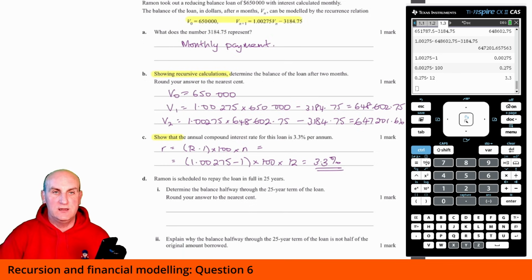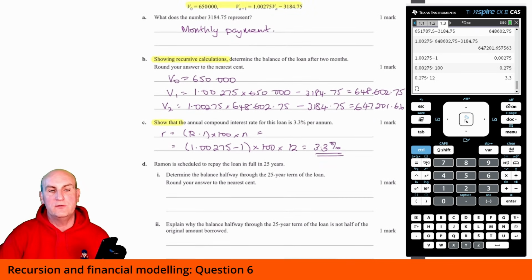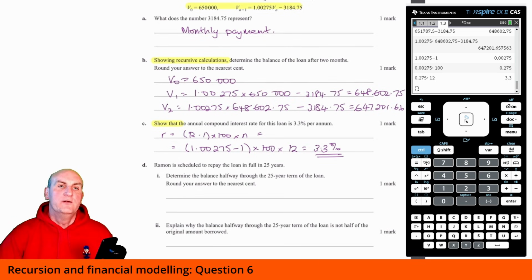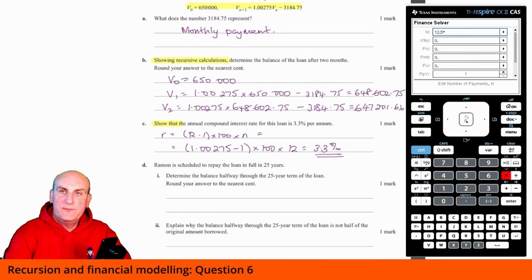Ramon is scheduled to pay the loan in full in 25 years. Determine the balance halfway through the 25-year term of the loan. Round your answers to the nearest cent. Right, well, basically, I'm going to use Financial Solver for this. So menu, Financial Solver. He's paid 12.5 years, and he's paying it monthly.